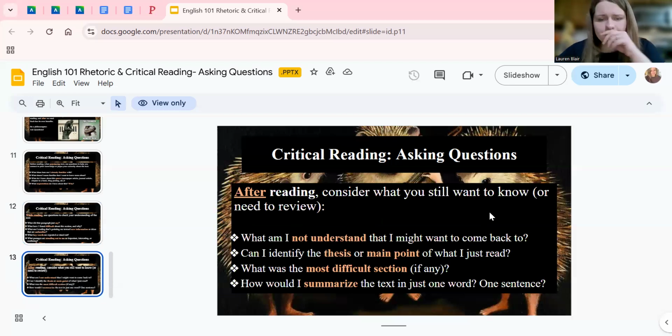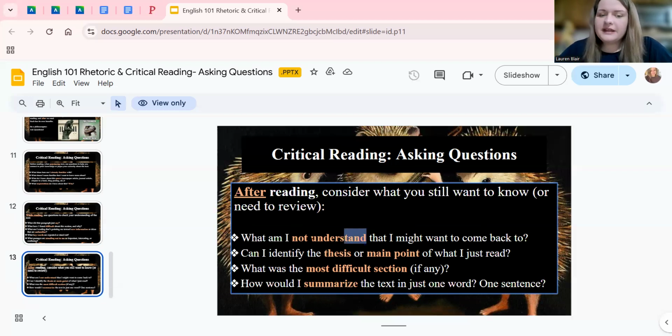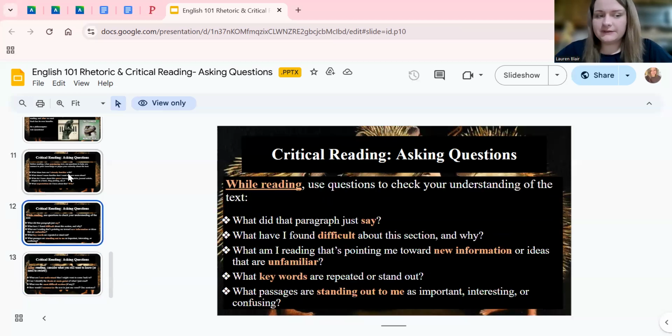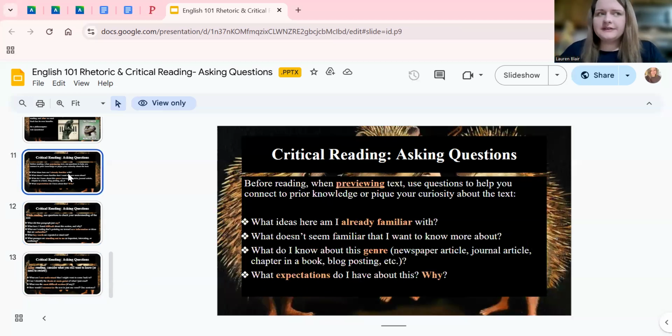And then after reading, you can consider what you still would like to know or things that you might need to review. So, what am I not understanding that I might want to come back to? I'll have to go back and fix that later. Can I identify the thesis or main point of what I've just read? What's the most difficult section, if there's a difficult section? And how would I summarize the text if I just had one word to sum it up, or maybe one sentence? What could be said about it? So these are some different ways of asking questions to help you connect with your text and better understand it.